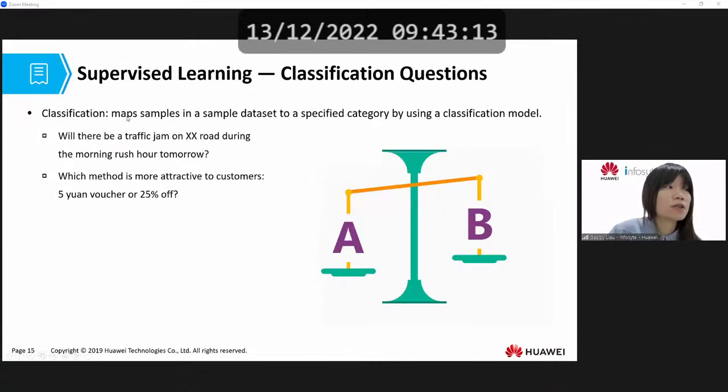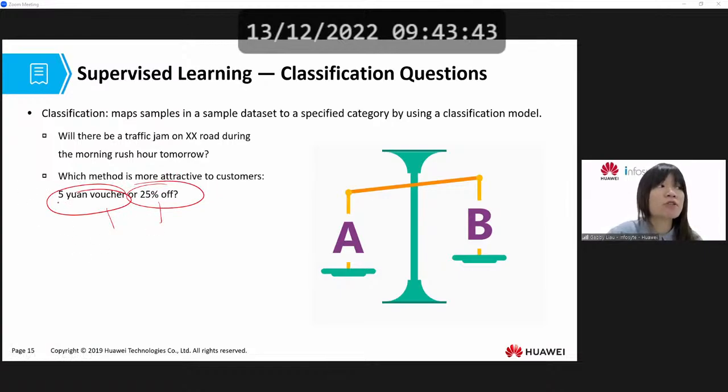And yeah, these are classification questions, like if you want to know, will there be a traffic jam or not on the access route during the morning rush hour tomorrow? Yes or no? True or false? A or B? So these are classification questions. Which method is more attractive to the customer? 5 yuan voucher or 25% discount? You are just asked to choose between this and this.